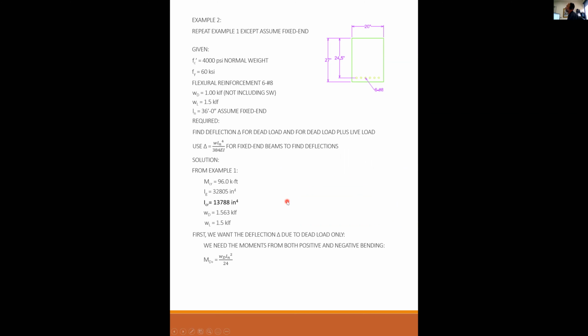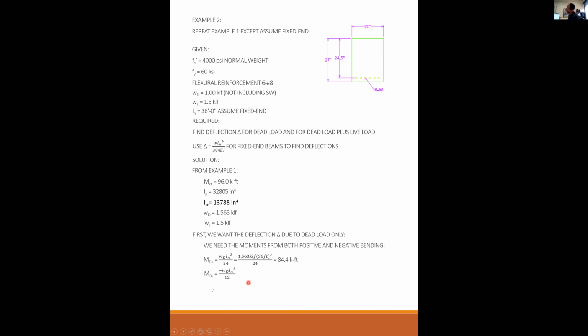All right. So again, referring to tables, which there's all kinds of sources for. You can Google them. I can look in the steel manual. There's all kinds of places you can look these up. But according to tables, when you have a fixed condition for a beam, then your maximum positive moment is WL squared over 24, which in this case for dead load is 1.563 times 36 squared over 24 is 84.4 kip feet.